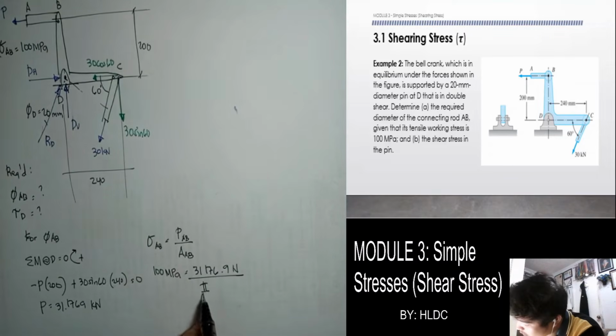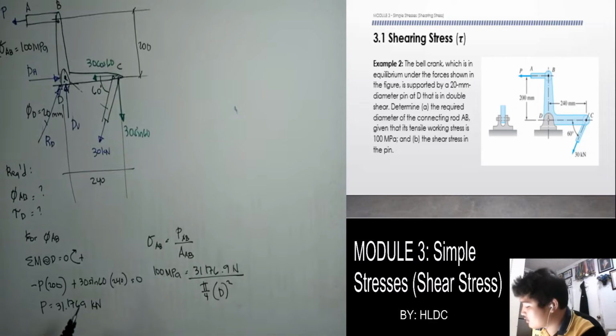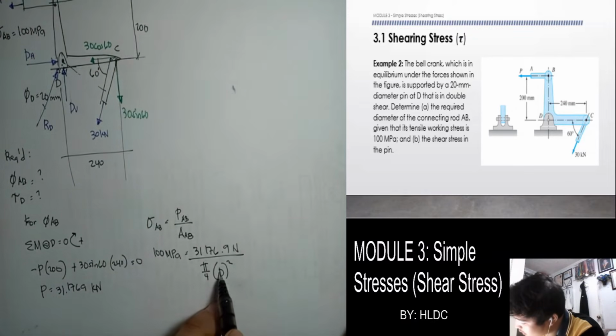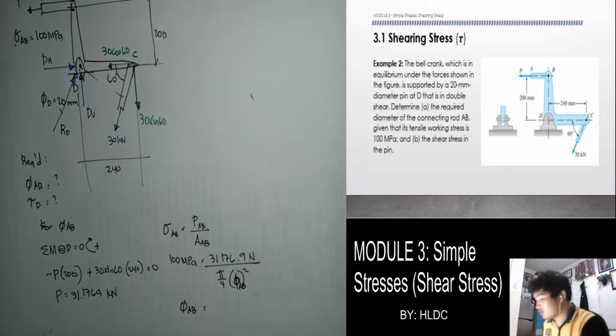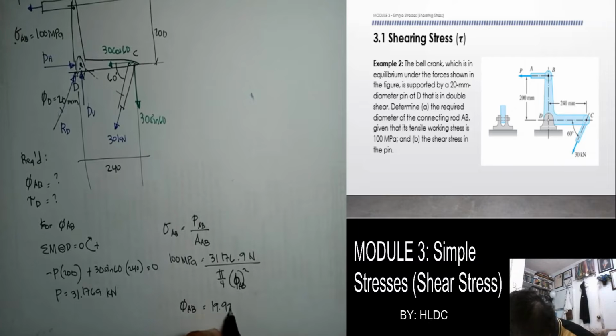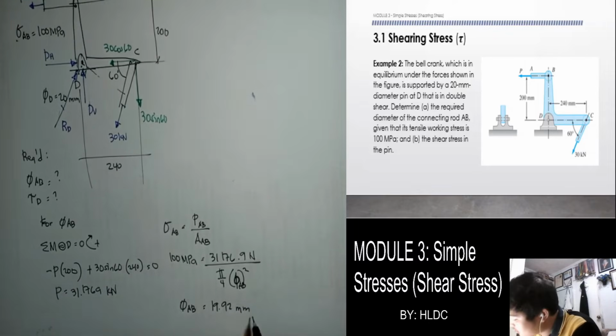So, that is pi over 4 times the diameter squared. Okay. So, ilan yung diameter? Or, gawin ko tong symbol na diameter na ginamit ko dito, diameter AB. So, the diameter AB now equals, so sagot, 19.92 mm. Okay.